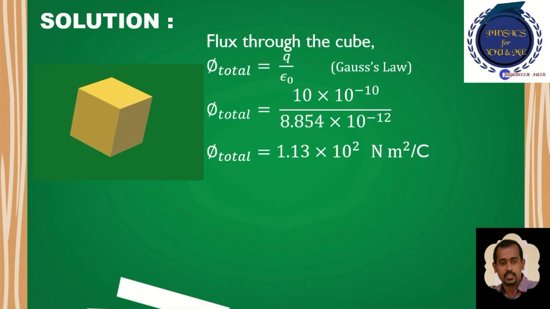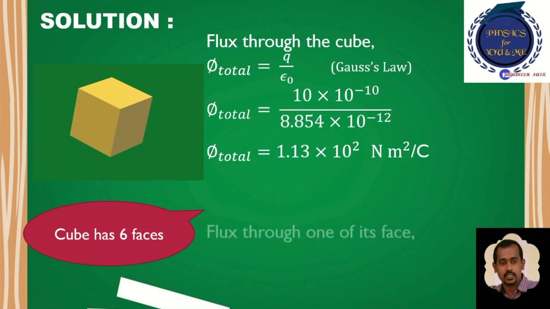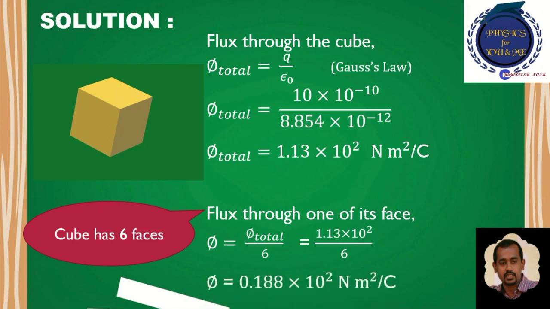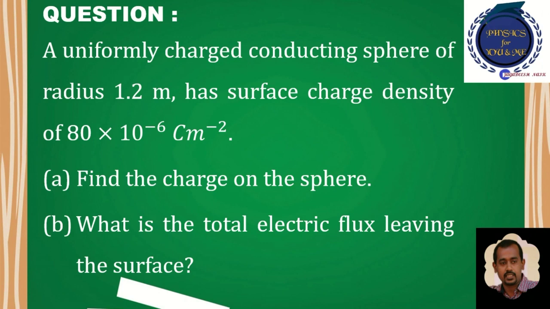We also need to find out the flux passing through one of the faces. Since cube has 6 faces, and it is equally likely that the same flux will pass through each of the 6 faces, therefore, flux through one of the faces will be equal to 1 by 6 times the total flux, or that will be equal to 0.188 into 10 raised to 2 Newton meter square per coulomb. Next question.